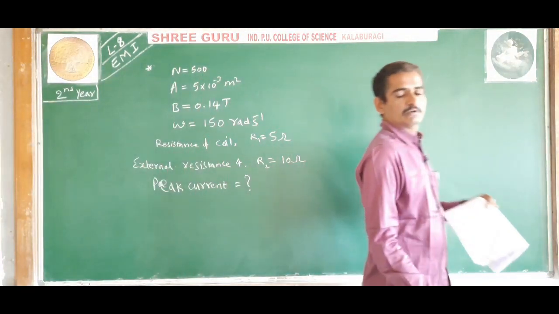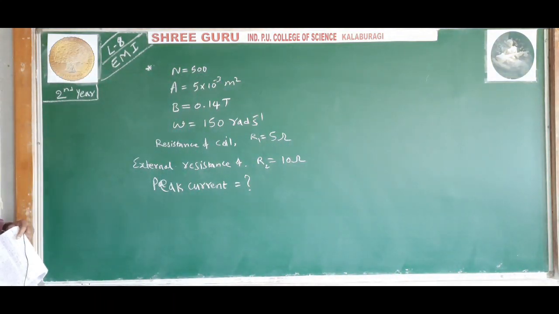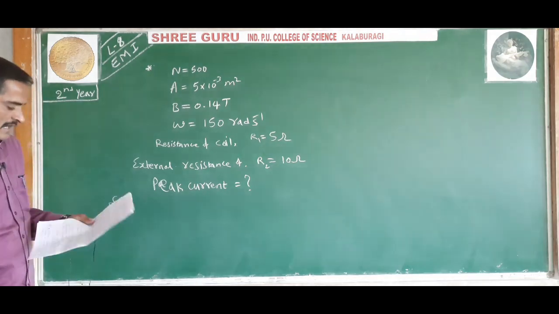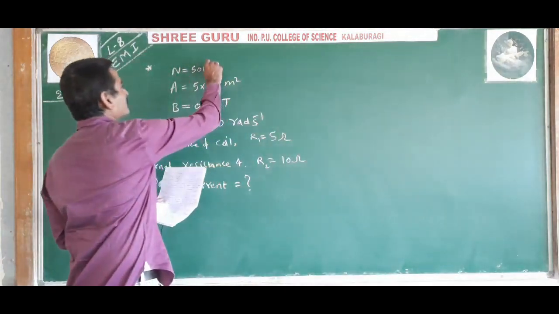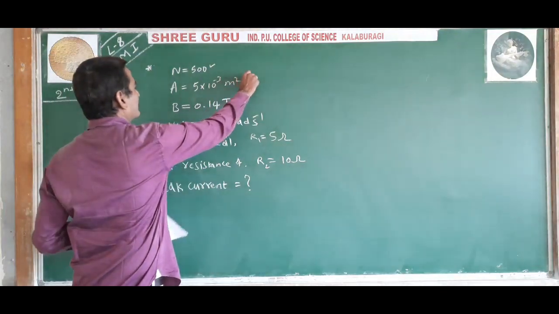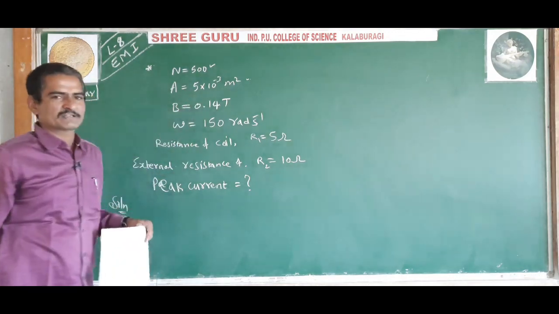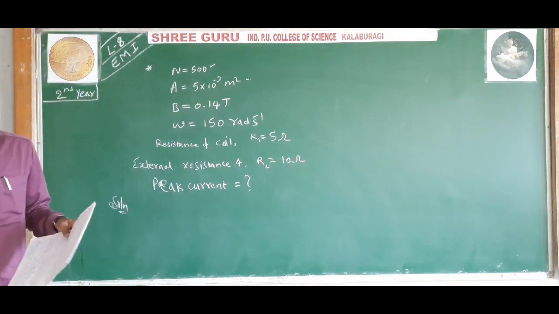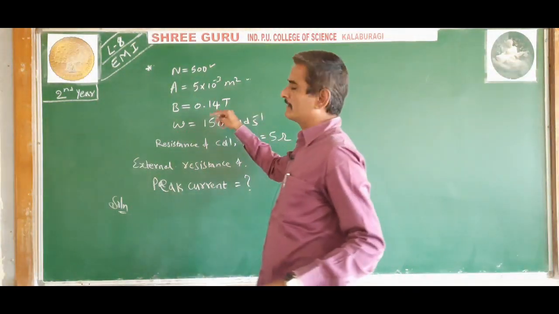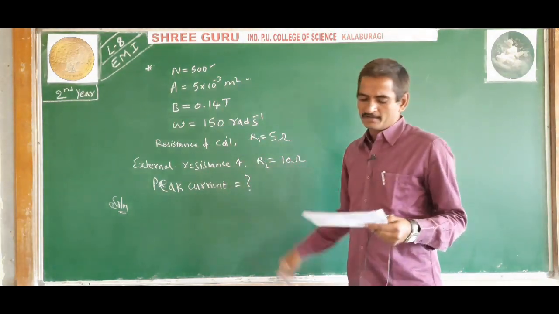Read the question properly. First read the question and try to understand the given data and all the things, then you try to solve it. It's a very simple question. See here what is given. A flat coil of 500 turns, that is the number of turns is 500. Each of area 5 into 10 to the power minus 3 meter square, that is the area of each flat coil. It rotates in a uniform magnetic field of 0.14 Tesla, and the coil is rotating at an angular speed of 150 radian per second.